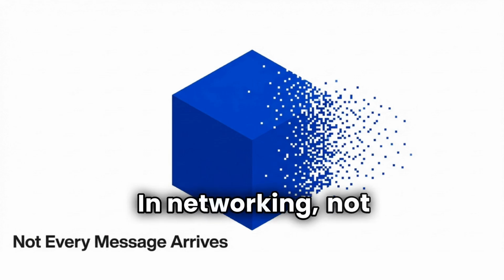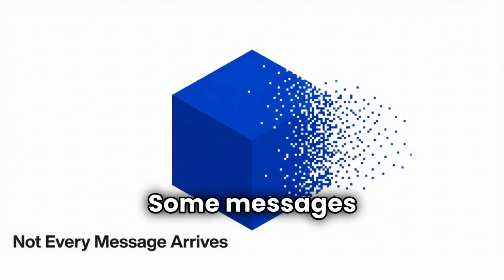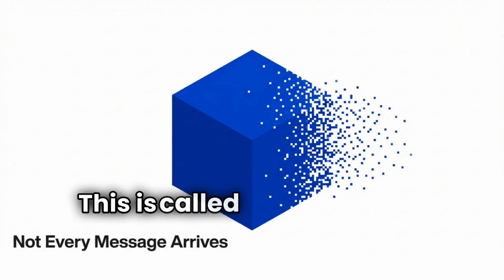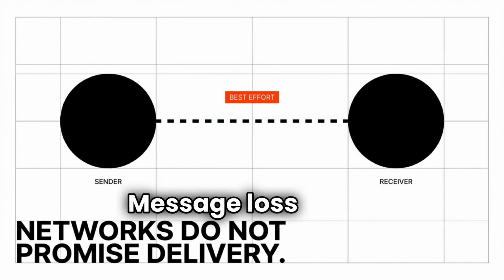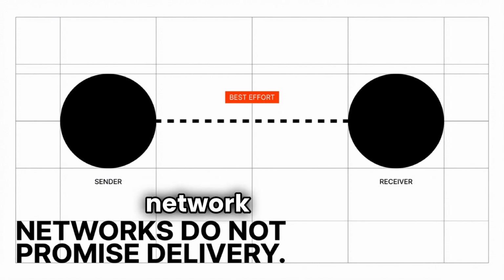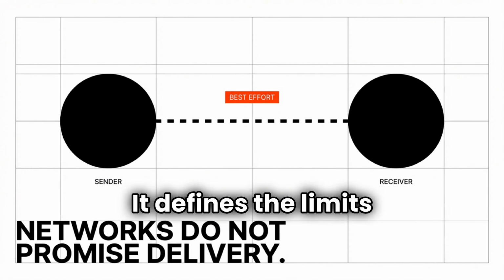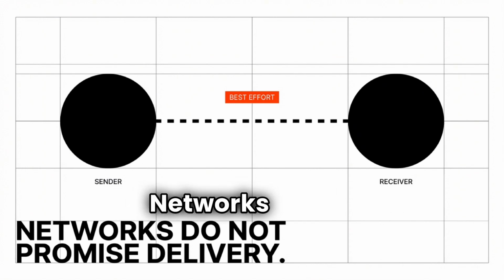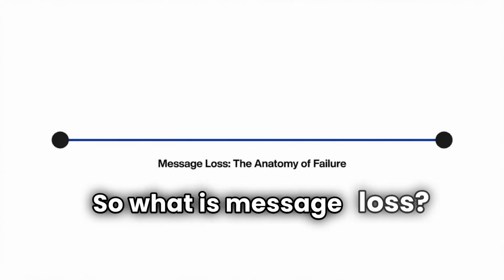In networking, not every message arrives. Some messages simply disappear. This is called message loss. Message loss is one of the most fundamental network failures. It defines the limits of reliability. Networks do not promise delivery. They attempt delivery.